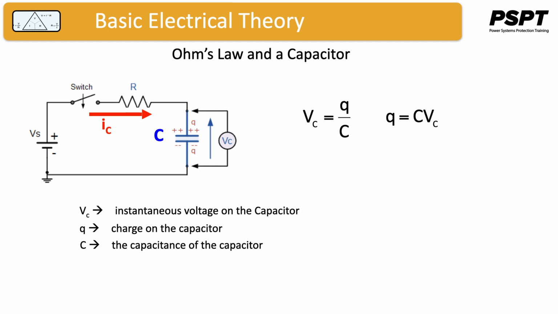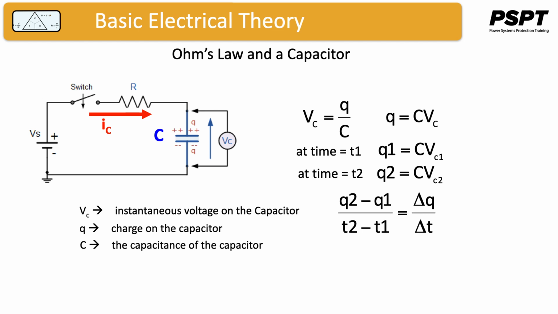Now, if we measured the charge and the voltage at time 1, we would have this equation: Q1 is equal to the same capacitor C with the voltage at time equals 1. If we measured the voltage again at time 2 as things are charging, we would have a second value of charge, which would be equal to C, the capacitance, times the voltage at that time as well. So if we subtract equation 2 from equation 1, we could say that Q2 minus Q1 all over T2 minus T1, which is equal to delta Q over delta T, is equal to C times the same voltage difference.